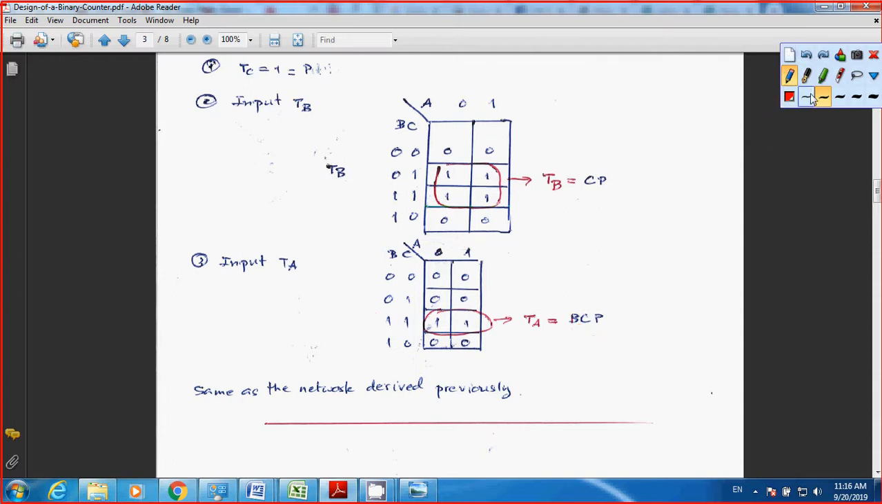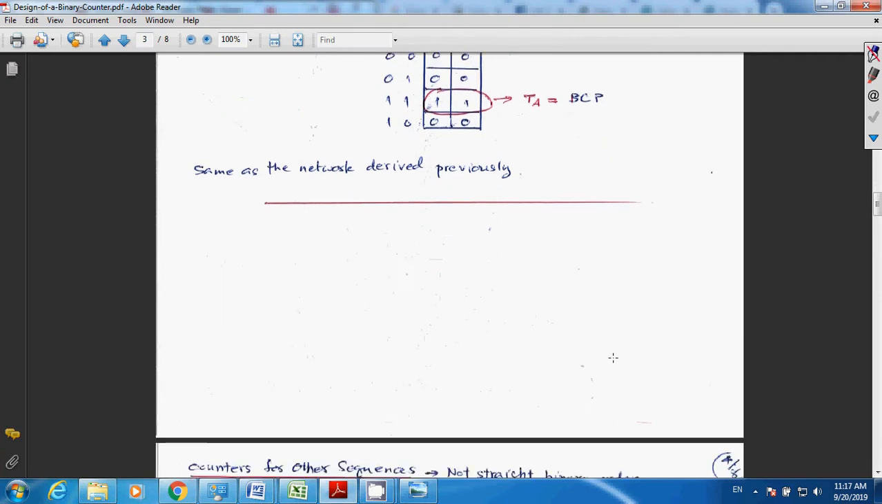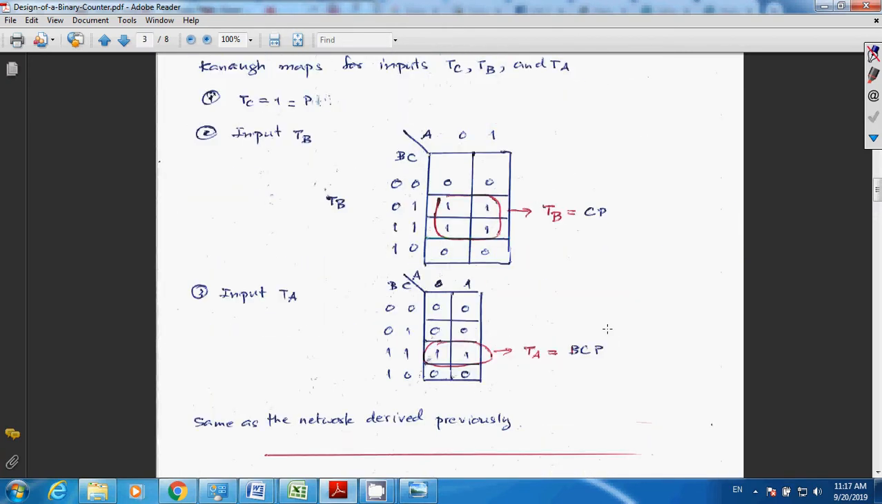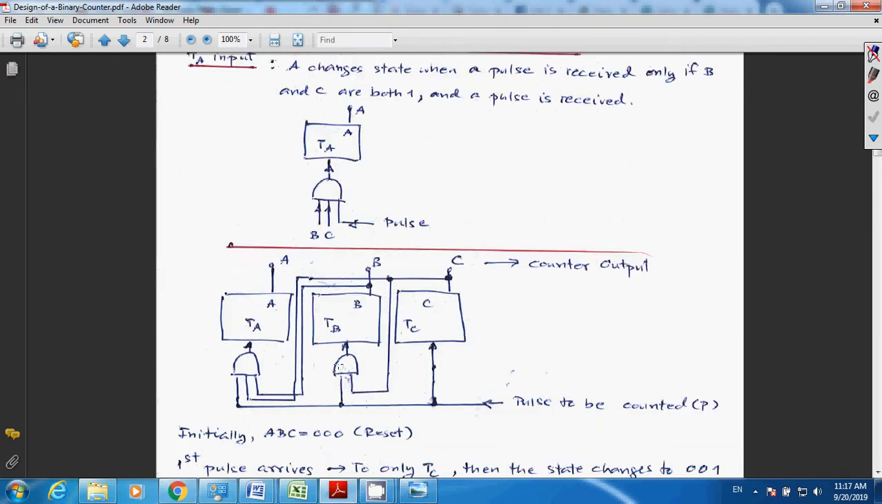Okay, so finally you will have your circuit as in this picture here. So you have TA, TB, TC, and that's going to be your ABC, a counter output for the present state and next state.